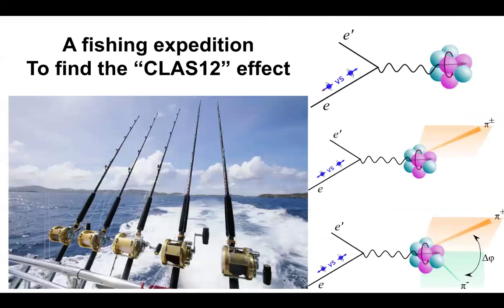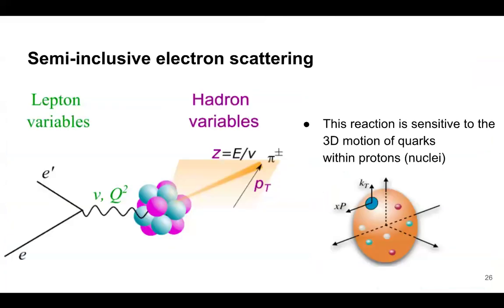Why do we want to do that? It's a complete fishing expedition. As far as I know, there is no data. As I mentioned, if there is no data in inclusive deep inelastic scattering, of course there is no data in SIDIS. So we're just going to find something. And as I told you before, we're going to call that something CLAS12, and we're going to spend decades thinking about what it is.